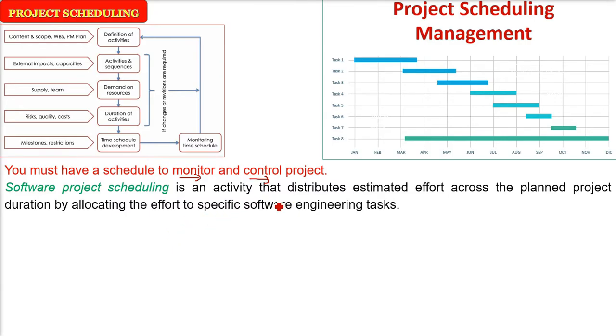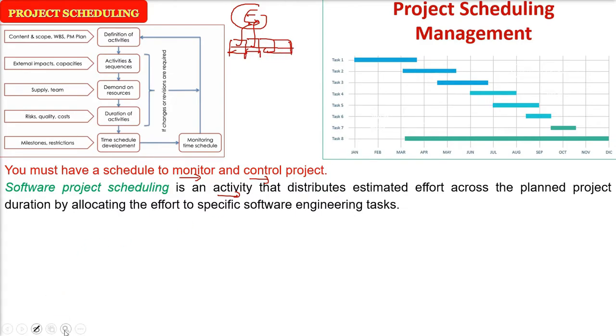So let us see what software project scheduling is. This is an activity that distributes estimated effort across the planned project duration by allocating the effort to specific software engineering tasks. Okay, basically scheduling is timing. What work will be done when? So which task is going to be completed when? This will be the timing being given. Every task will have a deadline.